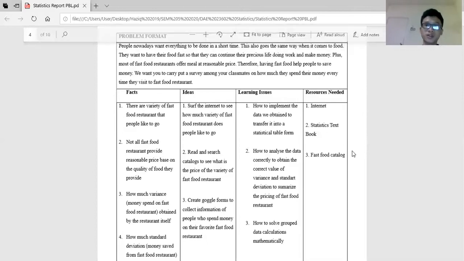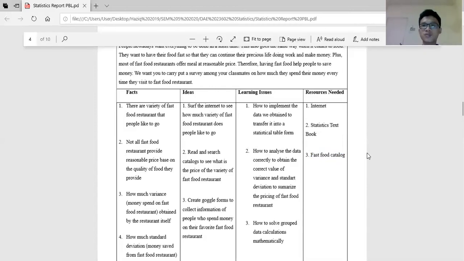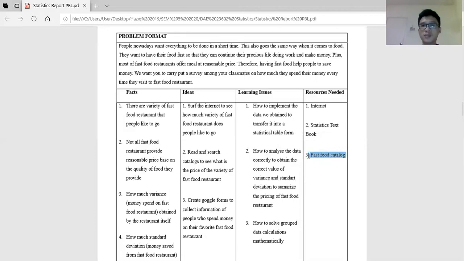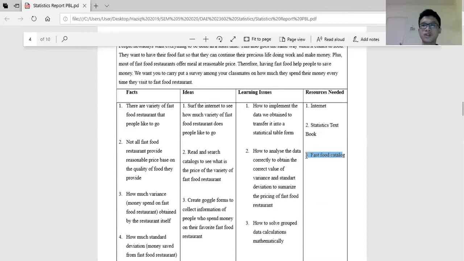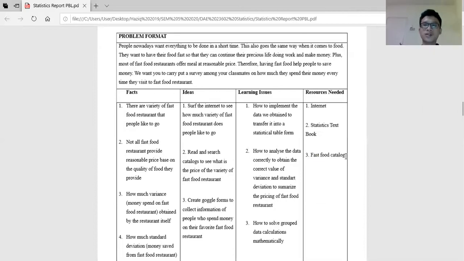the questions. And lastly, fast food catalog, or I can say fast food brochures. Yeah, this is from before MCO. I don't need to say that I bring the fast food catalog, but every person must have seen this, so you must know the logic pricing or the logic price of fast food restaurant itself.